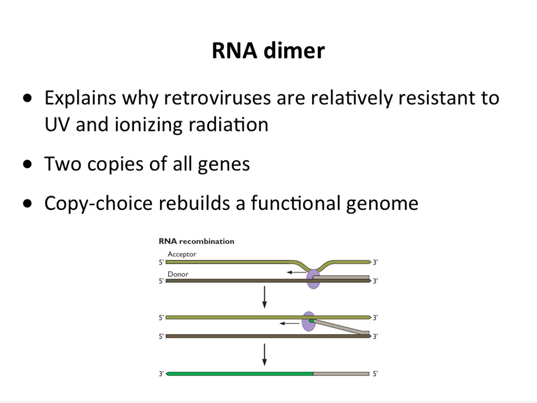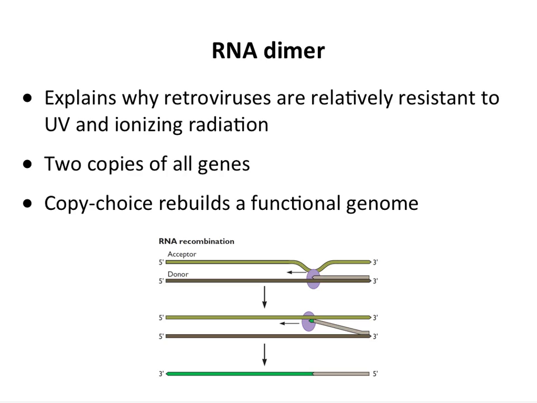Now, the dimer, why is there a dimer of RNA? We think there's a dimer to help the virus be genetically resilient. It turns out that retroviruses are pretty resistant to UV irradiation, ionizing irradiation. These are treatments that introduce mutations in the genome. And retroviruses, compared to most other RNA viruses, are pretty resistant. And we think this is because there are 2 copies of the genome.